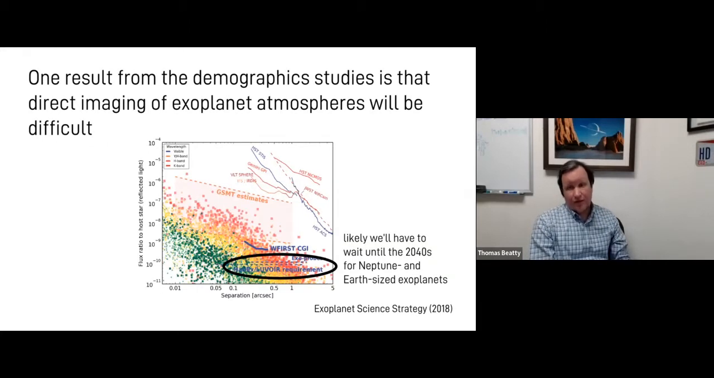I'll also say that one result from the demographic studies is that direct imaging of exoplanet atmospheres is going to be difficult for the foreseeable future. Most of our current ability to directly image exoplanets can mainly be done at relatively large separation and relatively large planet to star contrast ratios. So we'll likely have to wait until the 2040s with the launch of WFIRST or a follow-on HabEx or LUVOIR to really drill down and get good measurements of exoplanet atmospheres using direct imaging. So for the next 10 or 20 years, we're mostly thinking about these transmission or eclipse observations as our primary method of measuring what's going on in an exoplanet atmosphere.